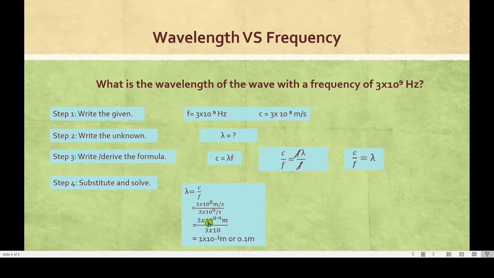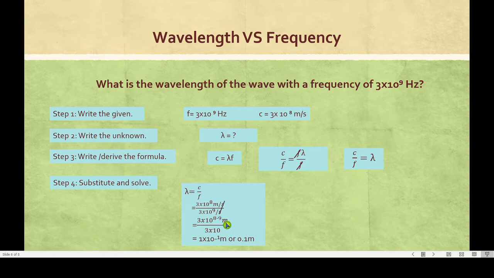Any number divided by itself, or any factor divided by itself, is cancelled as 1. So 3 divided by 3, we have 1, then copy this: 1 times 10, 8 minus 9, that is negative 1, because 9 is higher than 8. So 8 minus 9 will be negative 1. Then copy the unit, and cancel the seconds here. This one should be cancelled.